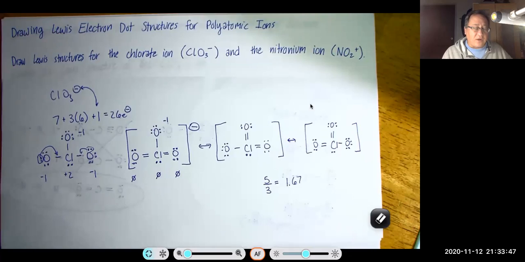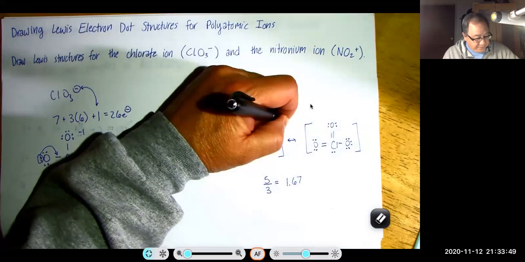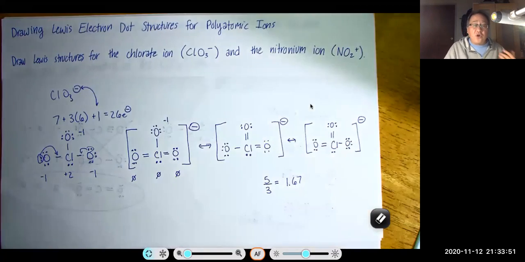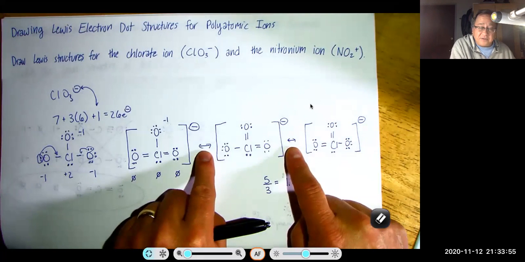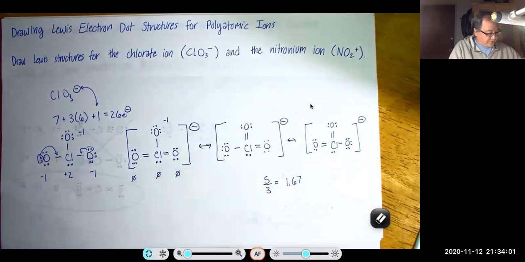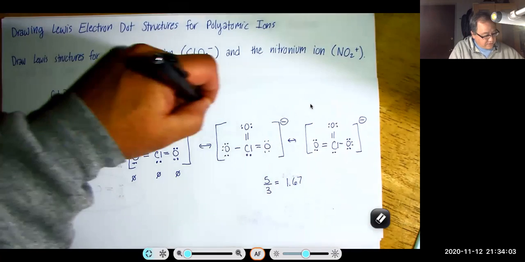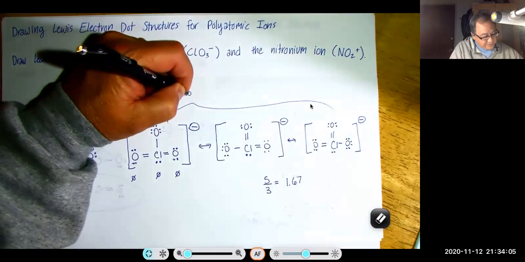Notice how we draw the resonance structures and the relationship so that we know they are resonance structures. We draw what's called a double-headed arrow, not 2 arrows, a double-headed arrow. That indicates resonance structures. So these are resonance structures.